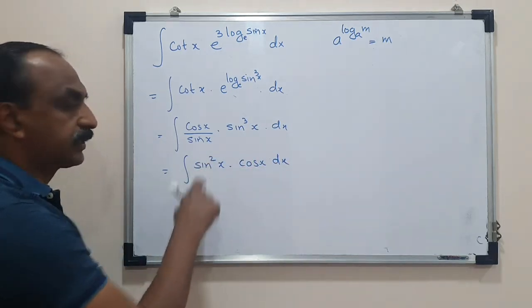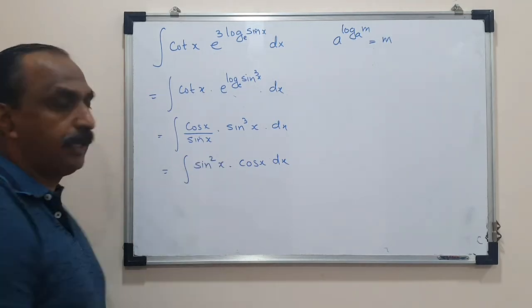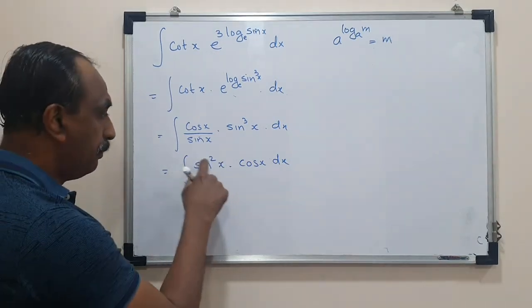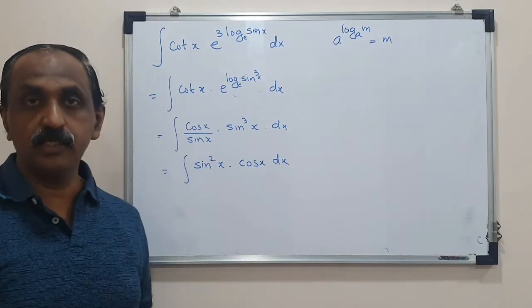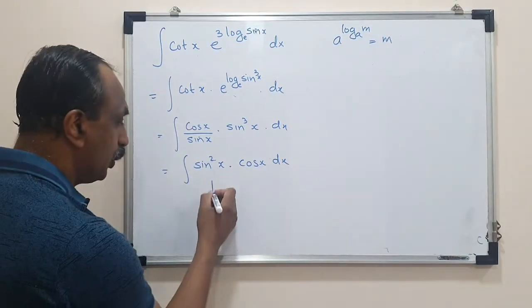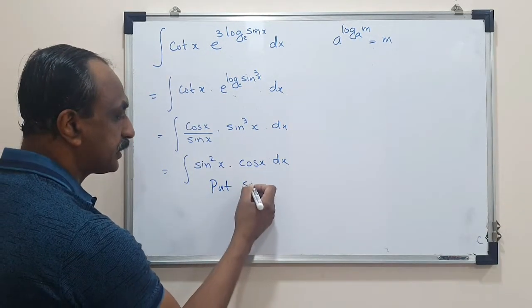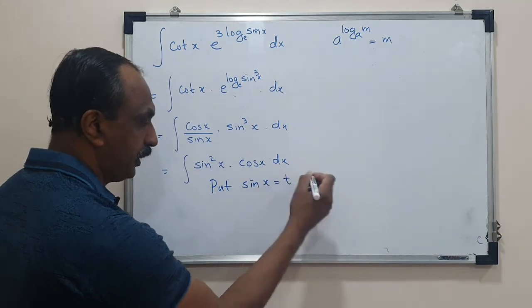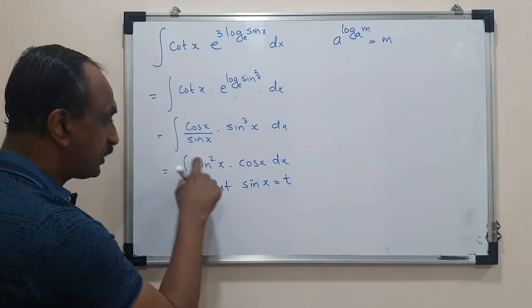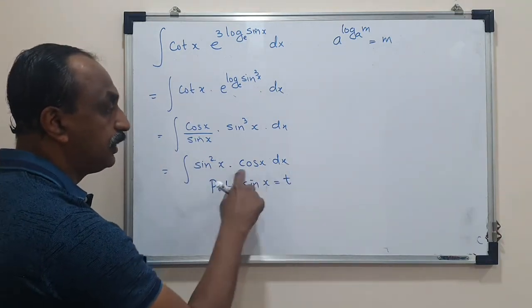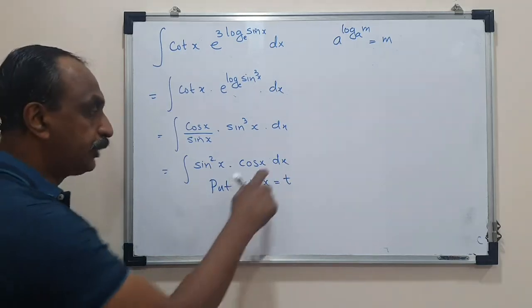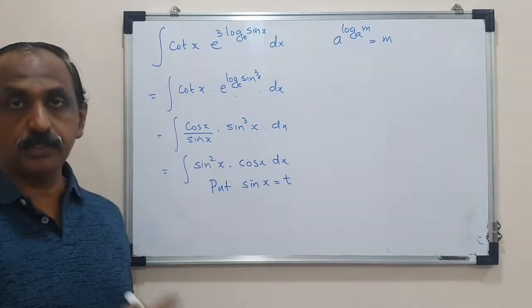Now it has become a power. When you see a power, immediately ask the question: is the base derivative present or not? Yes, the base derivative is present. So you can put sin x as t. Remember, whenever I'm putting sin x as t, dx has to be removed. I need to express everything in t and dt.